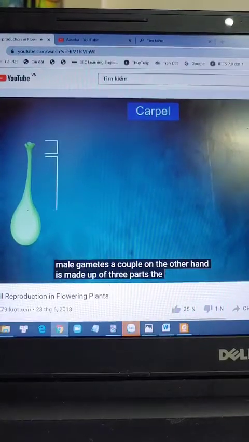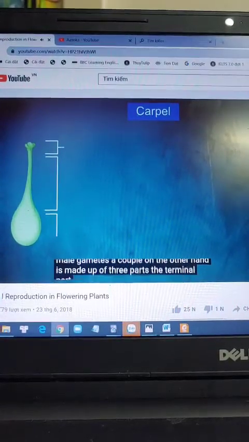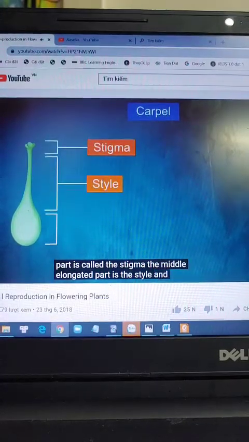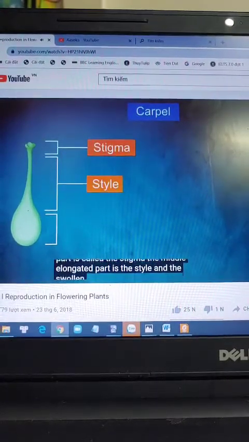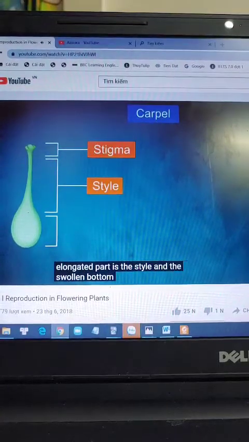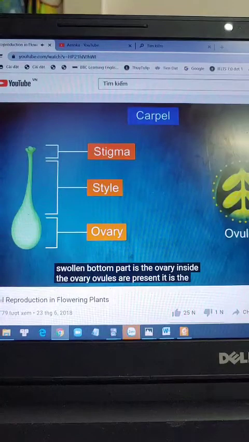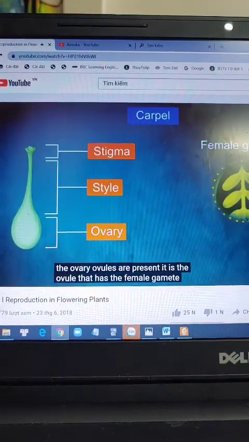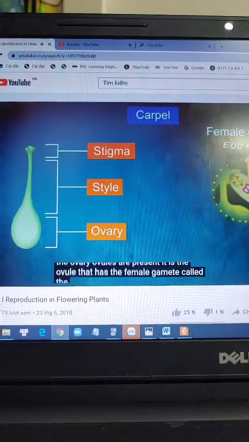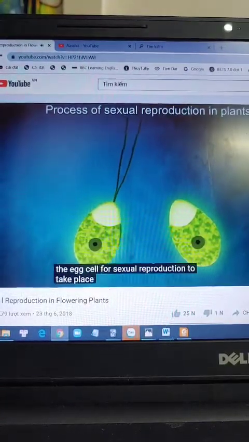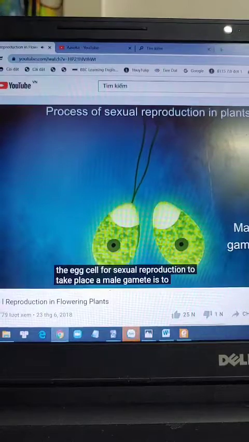A carpel, on the other hand, is made of three parts. The terminal part is called the stigma. The middle long part is the style, and the swollen bottom part is the ovary. Inside the ovary, ovules are present. It is the ovule that has the female gamete called the egg cell.